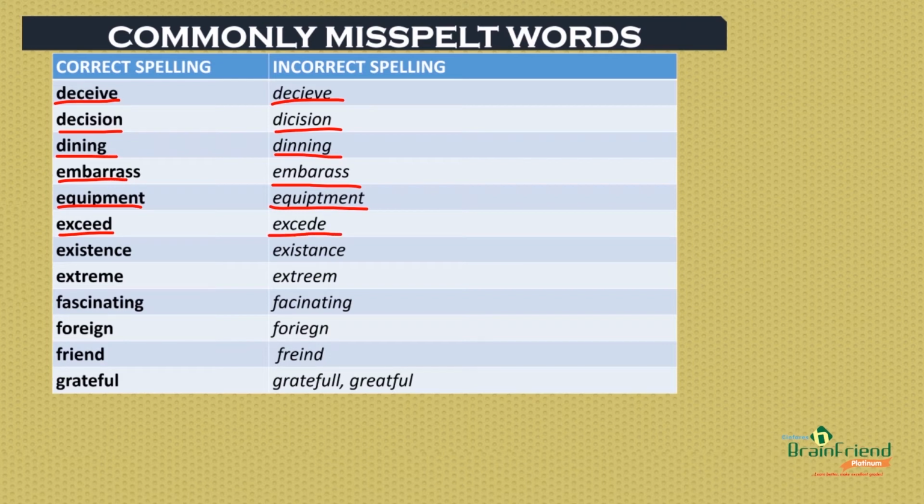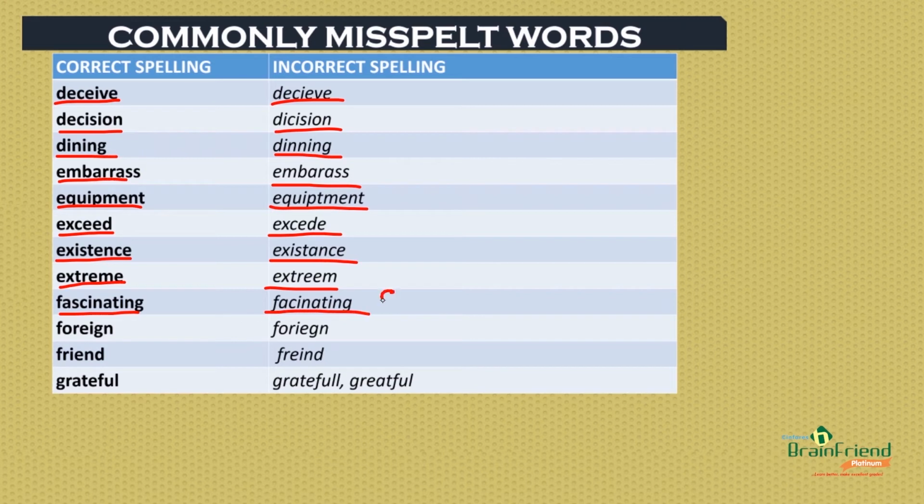Also, we have existence. Existence is spelled E-X-I-S-T-E-N-C-E, but wrongly spelled as E-X-I-S-T-A-N-C-E. We also have the word extreme, spelled as E-X-T-R-E-M-E, but wrongly spelled as E-X-T-R-E-M because of the way it is being pronounced. Also, we have fascinating. Fascinating is spelled F-A-S-C-I-N-A-T-I-N-G, but wrongly spelled as F-A-C-I-N-A-T-I-N-G.